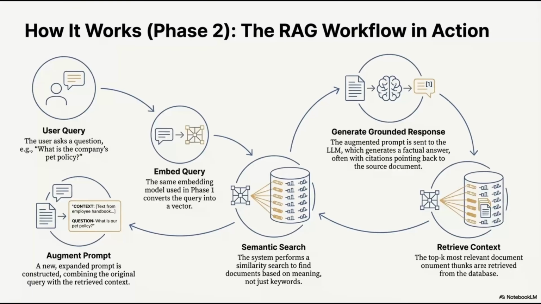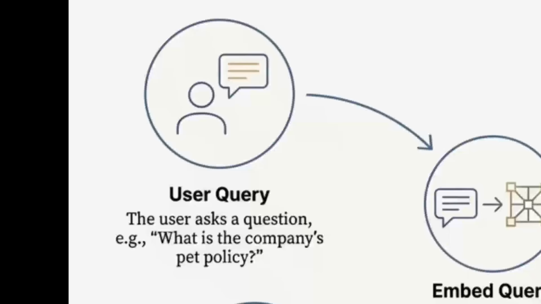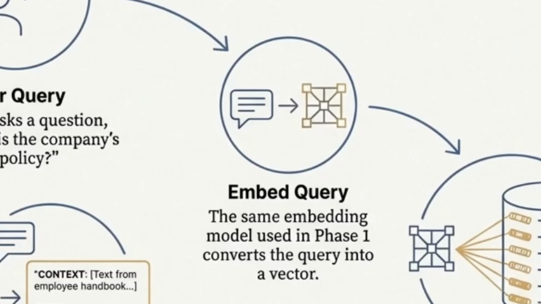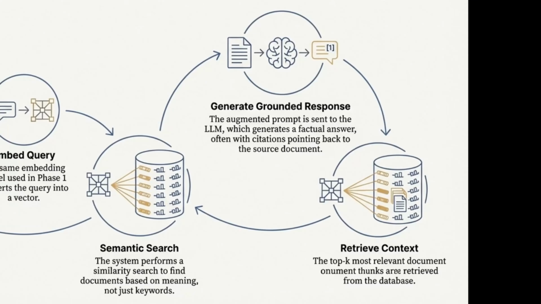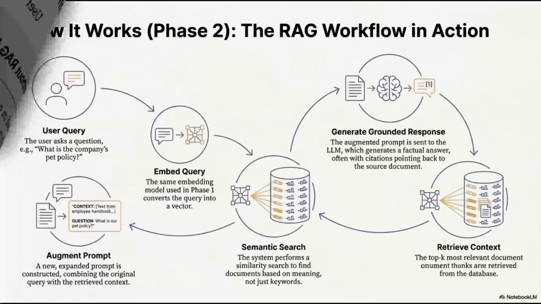Phase two is what happens when you actually ask a question. Let's say you ask, what is the company's pet policy? The system takes your question and translates it into the same numerical language of vectors. It then runs a semantic search. It's not looking for keywords, it's looking for meaning. It retrieves the relevant chunks from your database, glues them to your original question, and sends that new super prompt to the LLM. The result, a grounded answer with citations.